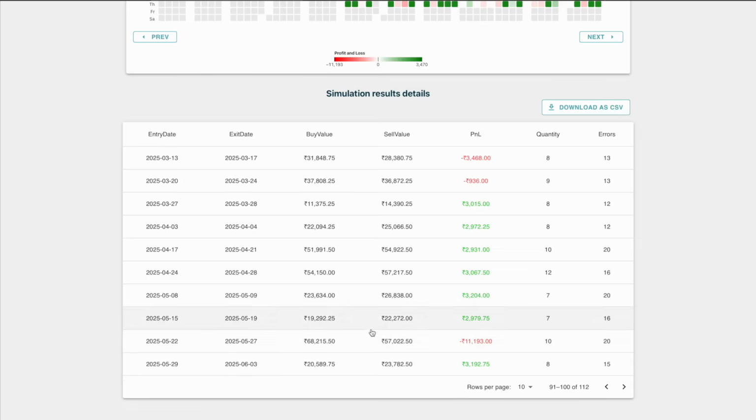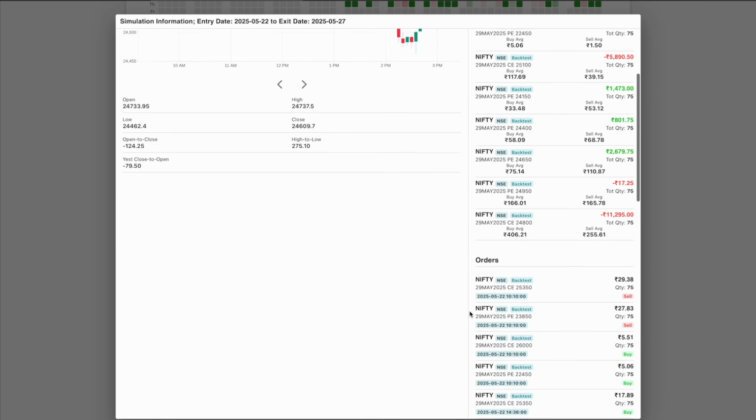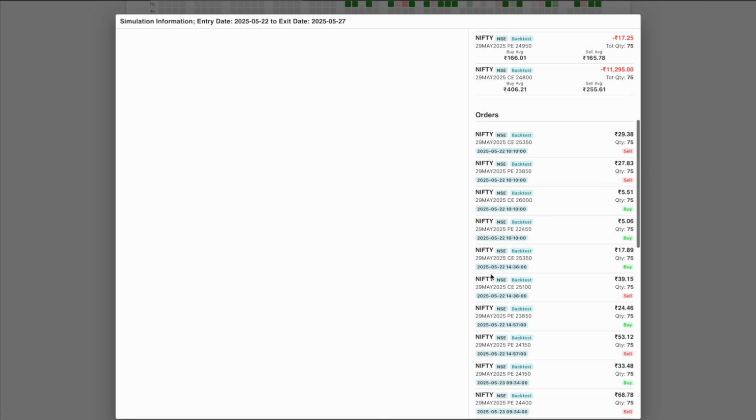Let me walk you through that adjustment sequence so you understand what went wrong. On Thursday, the market was neutral to positive. By the end of the day, at around 2:36, the market started falling, so we had to adjust. We exited at 25,350 CE and shifted down to 25,100 CE by booking around profit of 800 rupees. Just 20 minutes later at 2:57, the market reversed sharply. So we exited our 23,850 PE and moved upward to 24,150 PE.